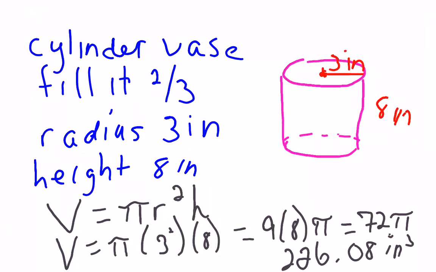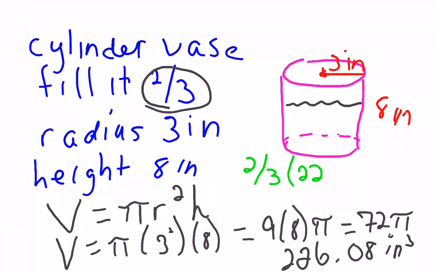So that's how much the vase would hold if it was full, but we wanted to fill it 2/3 of the way. So we only want it to be about here. So in order for us to do that, what do we have to do? Well, we now know how much it holds in total. Now what we do is we figure out how much 2/3 of that is. So basically what we have to do is find 2/3 of 226.08.